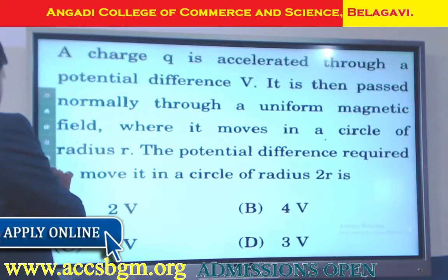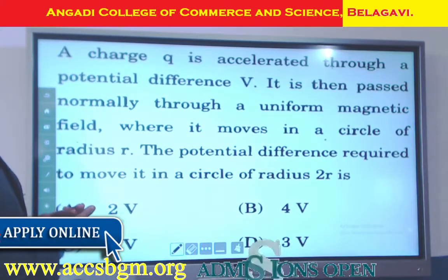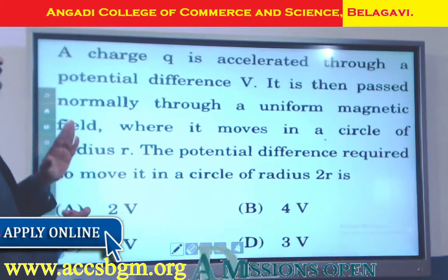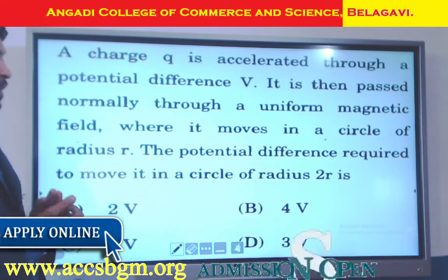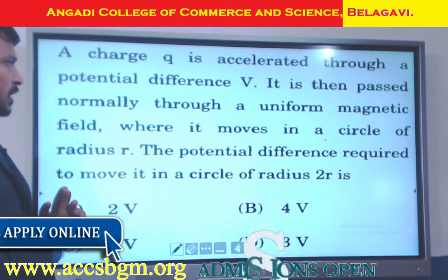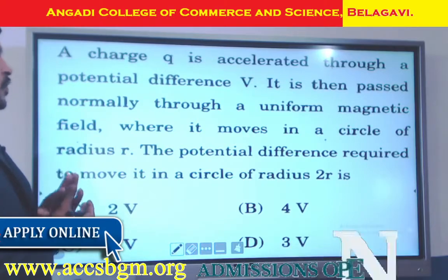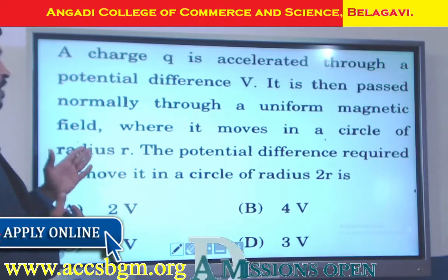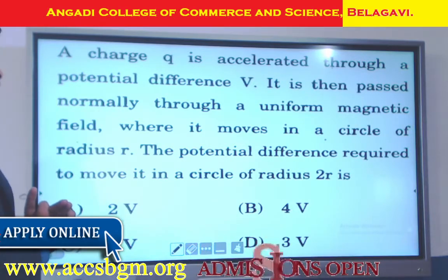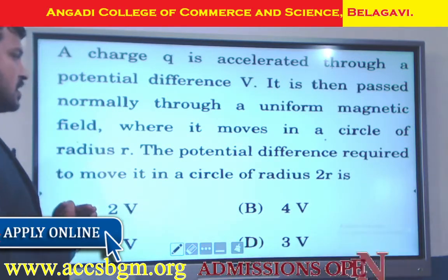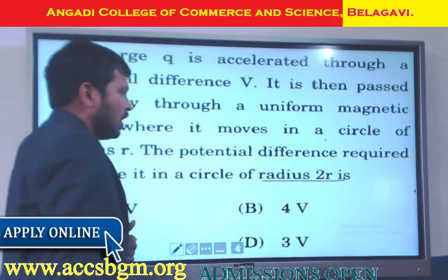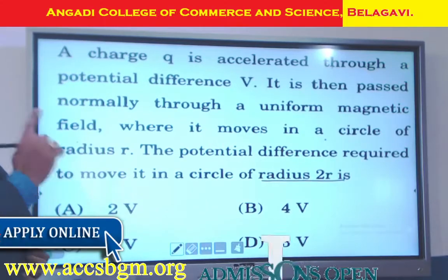Next one. A charge q is accelerated through a potential difference V. It is then passed normally through a uniform magnetic field, where it moves in a circle of radius r. The potential difference required to move it in a circular path of 2r radius. How much? 2r radius. Okay, students.